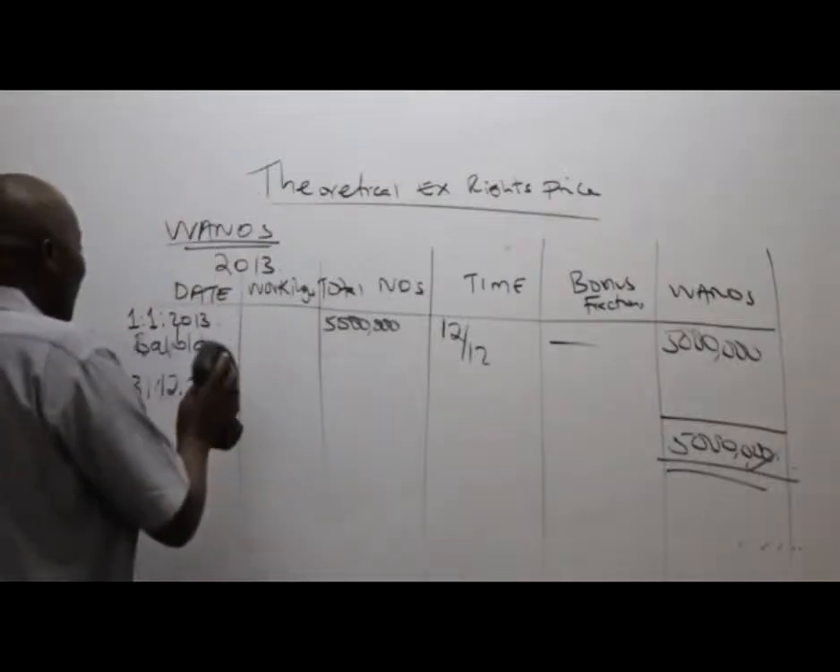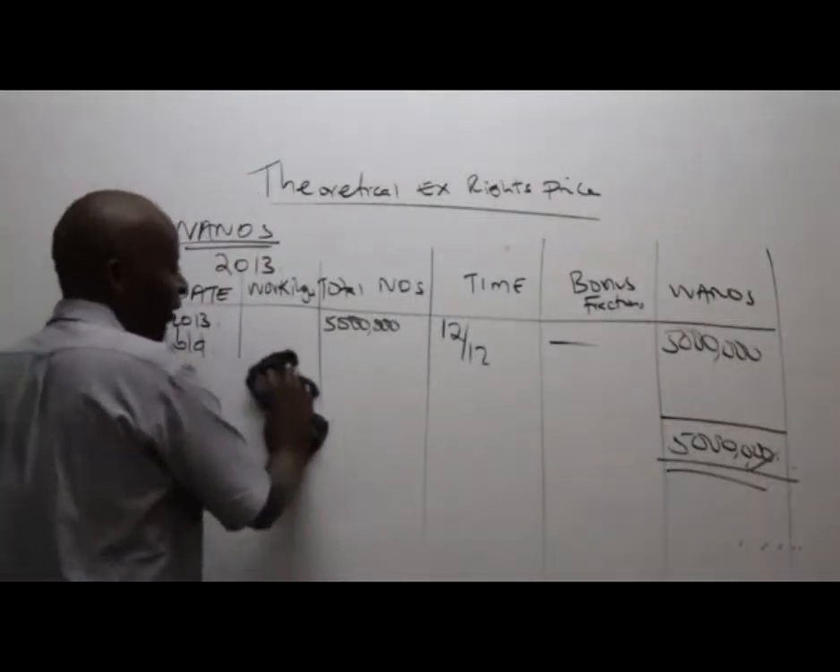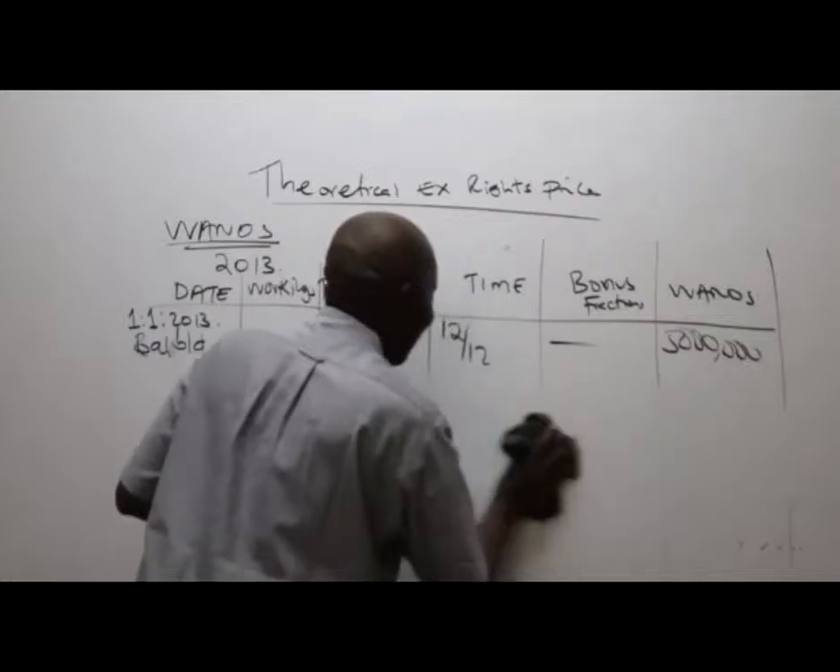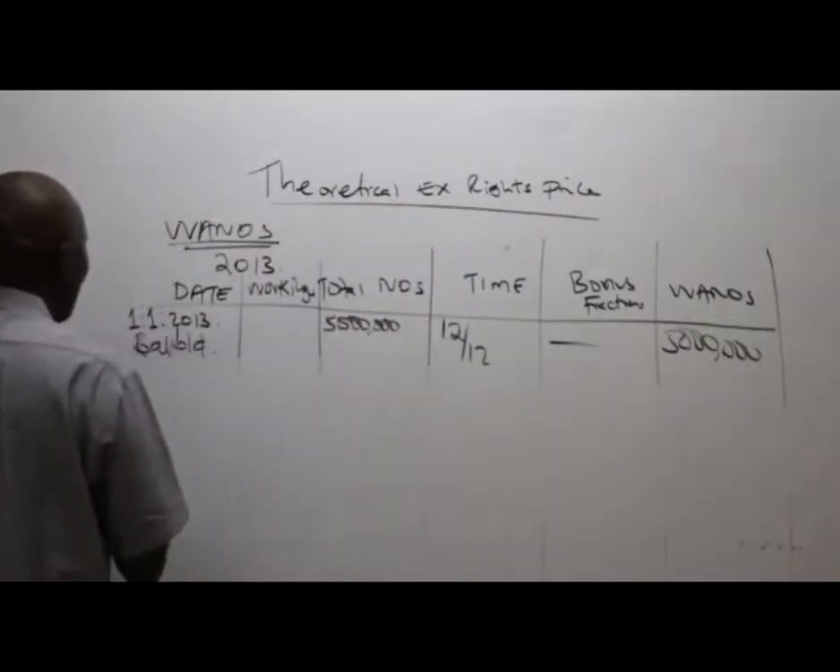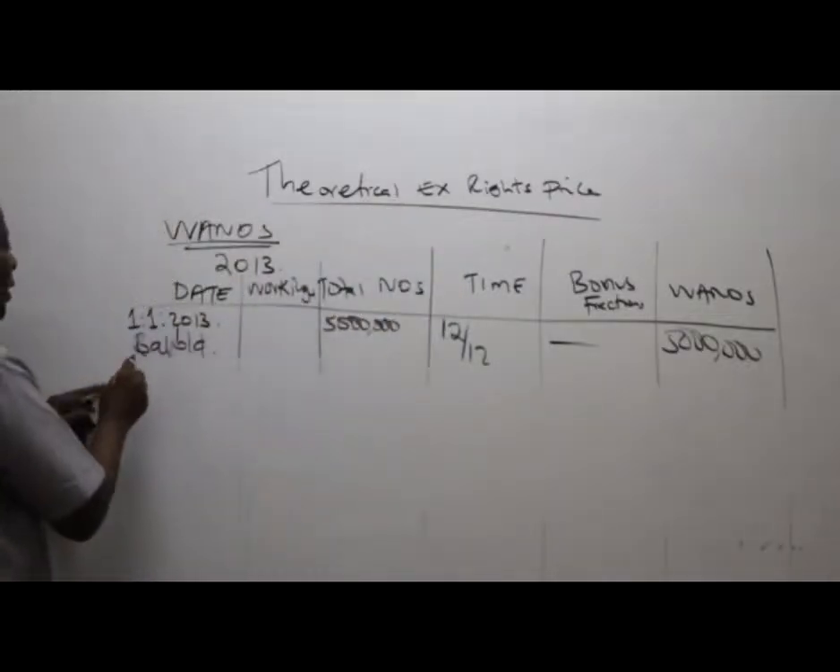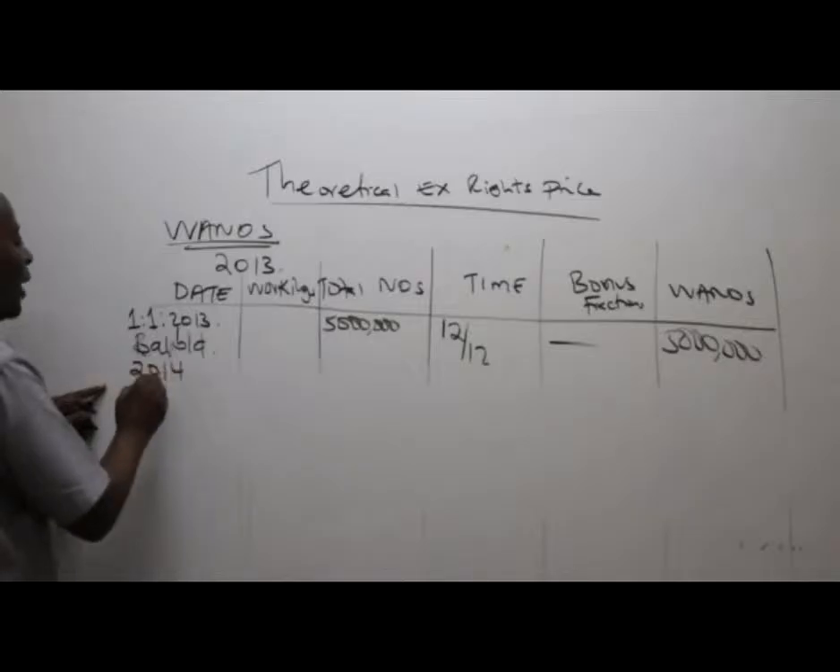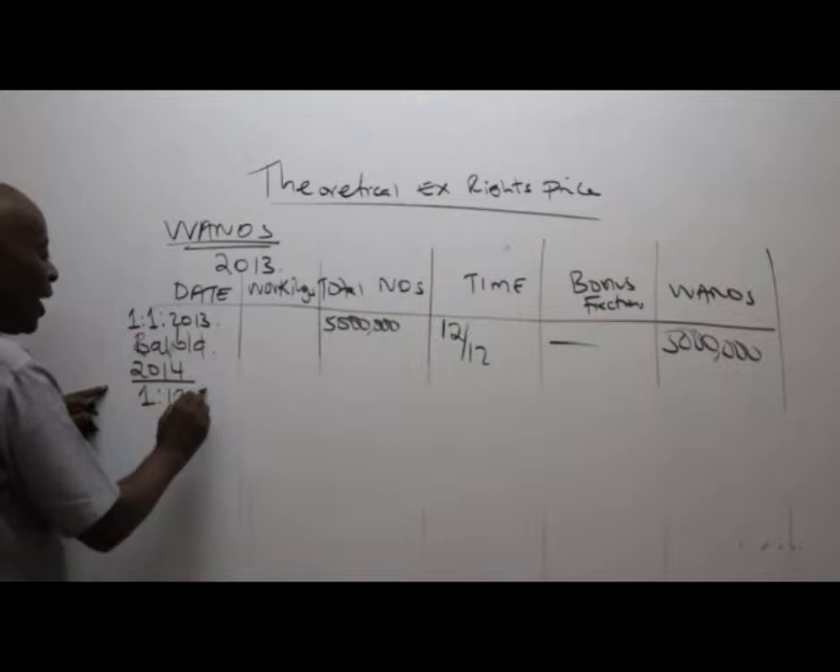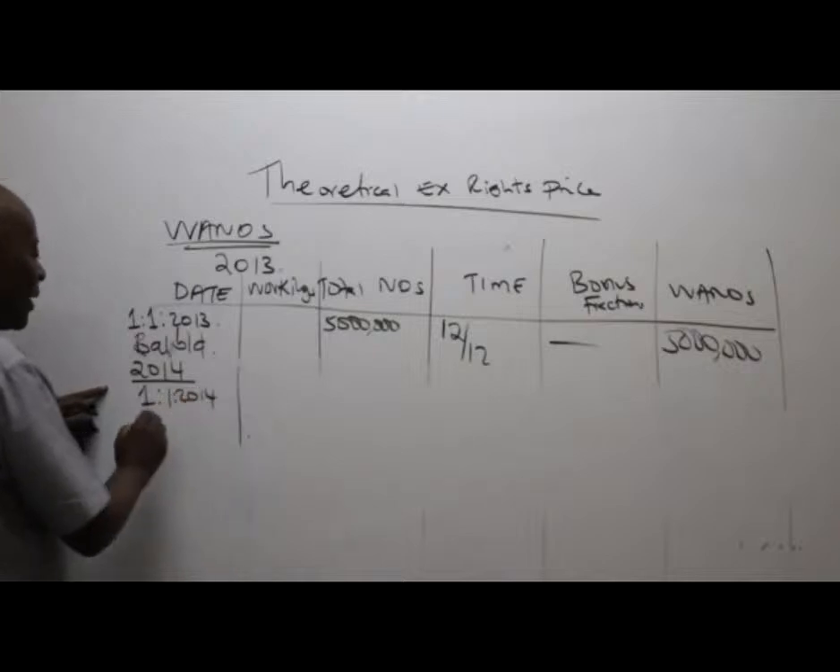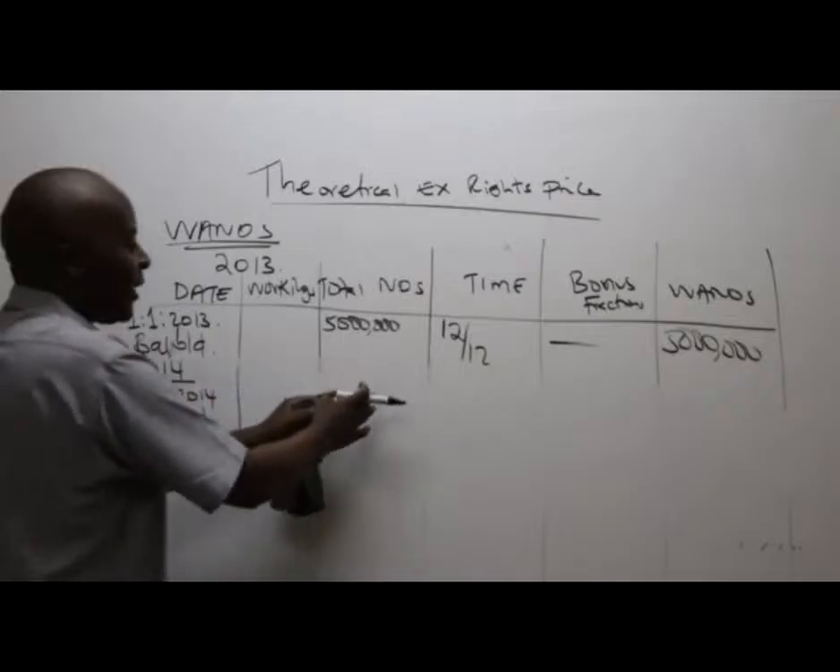So if you allow, mwalimu atavuta kidogo hii. Naona hii? Nitavuta hii. Nikuje niandike mahali hapa 2014. 2014 lazima nianza na Januari. Nianza na January 2014. So balance brought down, number of shares which were brought down.